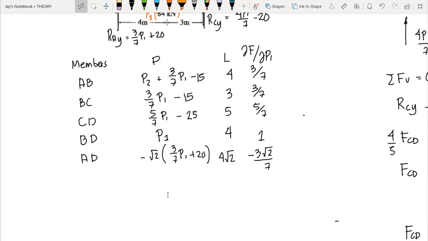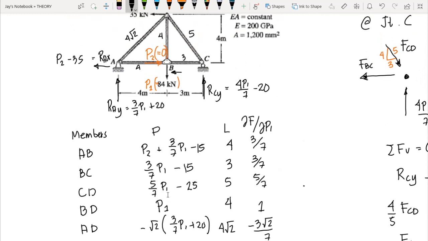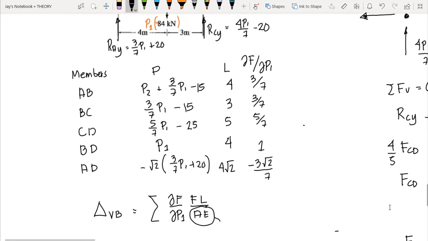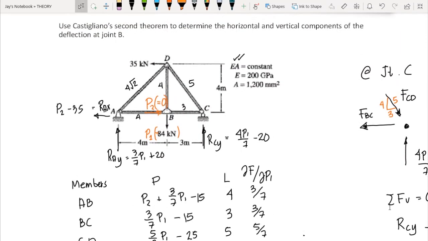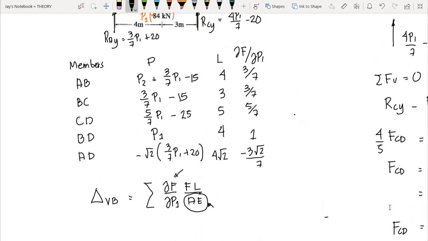So we can now compute the deflection, or the vertical component of the deflection at point B. Let's say we have the vertical deflection of joint B, and this equals the summation of the partial derivative of F with respect to the partial derivative of P1. We are using P1 here because we are referring to the vertical deflection, and the P1 here would give us the vertical deflection. Then we have F times the length over AE. Since our AE here is constant, that means all the cross sections and all the materials are the same for all members, so we can leave that as constant. So all we need to do is substitute the value of this F here, and the length of our truss.